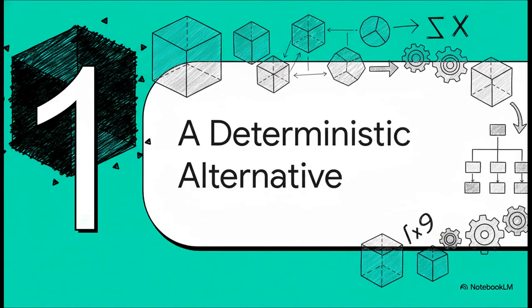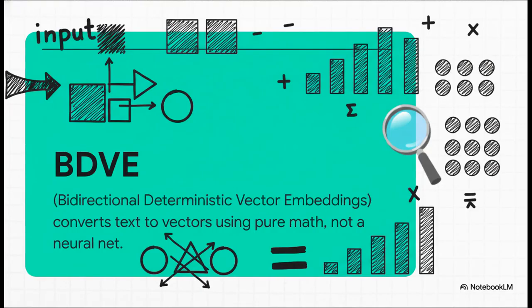And that leads us to this, the alternative. What if we just traded that black box for something completely transparent, something predictable, something deterministic? And here it is, BDVE. It's a prototype system that runs completely offline. Its job is to turn text into semantic vectors, which are just numbers that represent meaning. But here's the kicker. It doesn't use a neural network. It's all done with pure, verifiable math. So if you give it the same text, you get the exact same vector every single time.